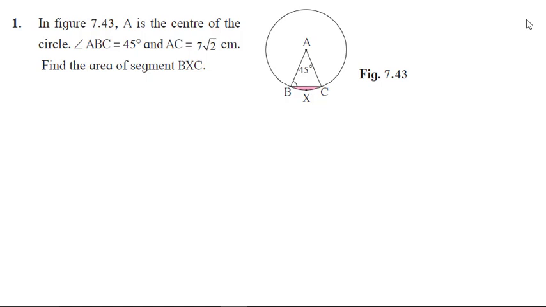In this lecture we are going to see few problems of practice set 7.4. Now see the first question. In figure 7.43, A is the center of the circle, angle ABC is 45 degree and AC is equal to 7 root 2. Find the area of segment BXC. So we have to find area of segment BXC, right?